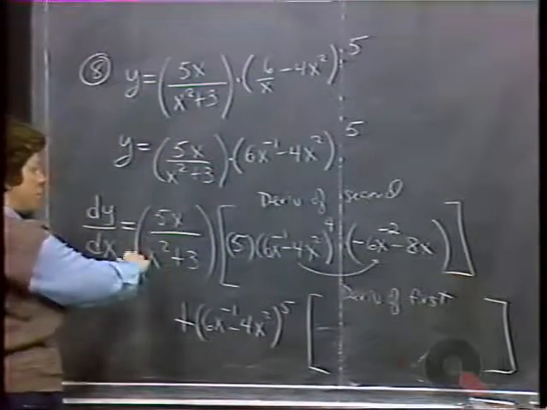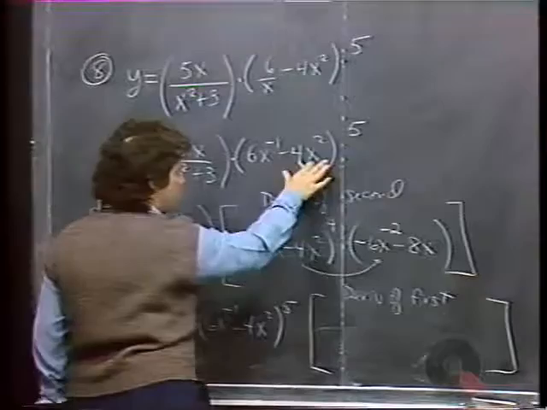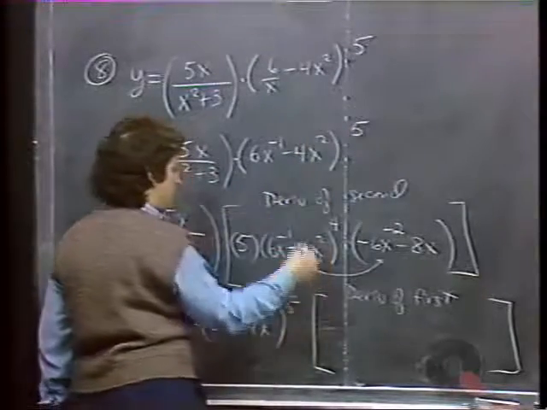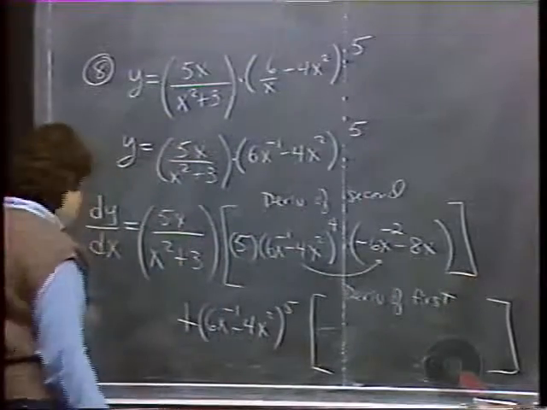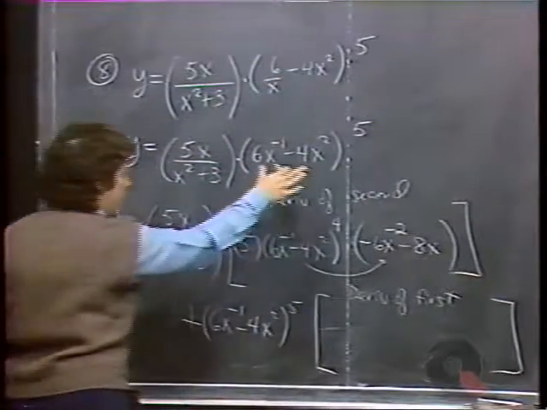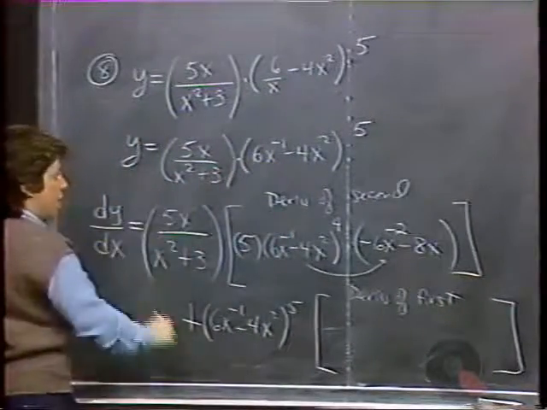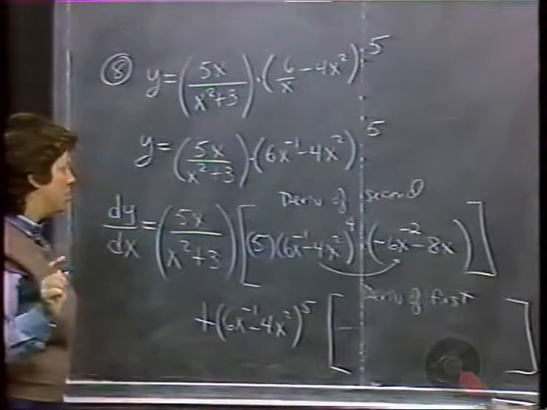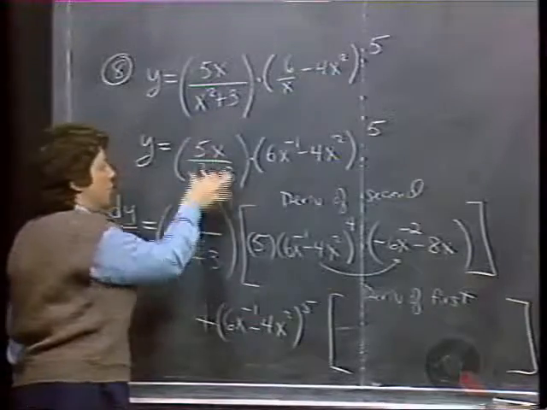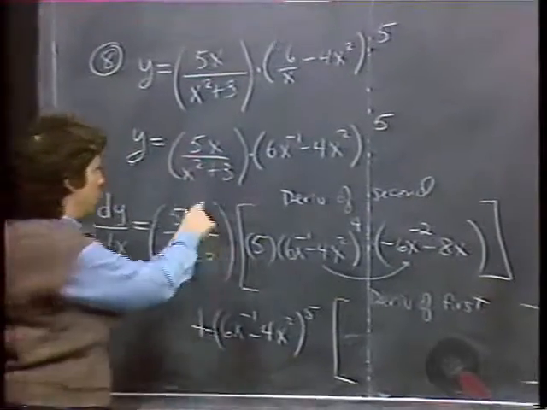So let's see, we have the first times the derivative of the second. The second was a function to a power. The derivative was power, function, 1 less power, times the derivative of the inside. Now we need the second times the derivative of the first. Let's look at the first. The first is essentially a quotient. Okay? This is a quotient. The derivative of a quotient, we will use the quotient rule.